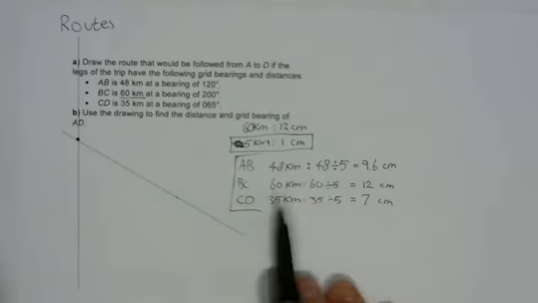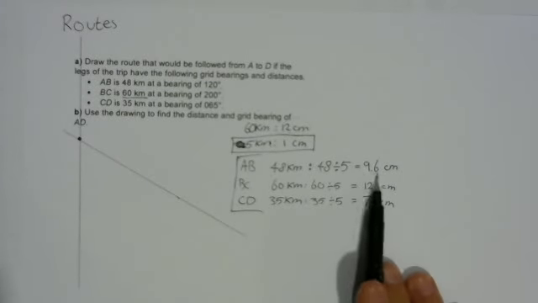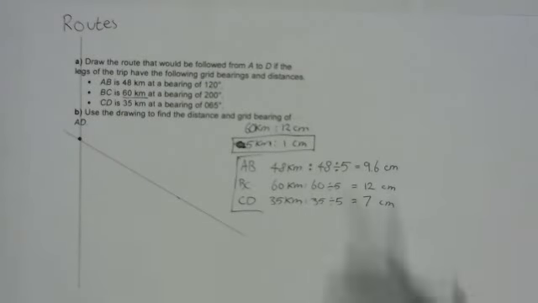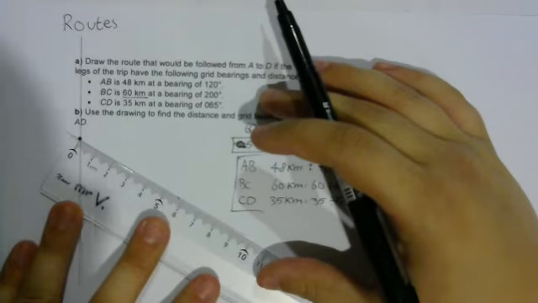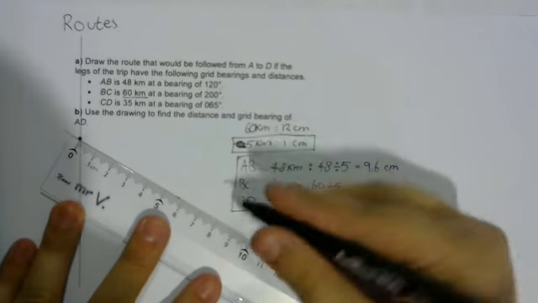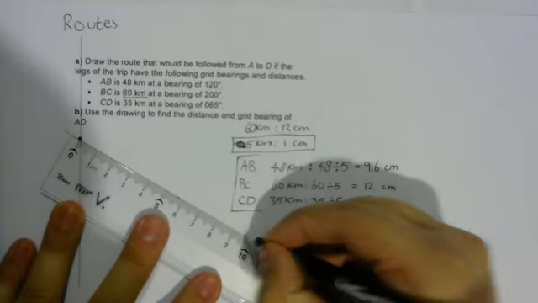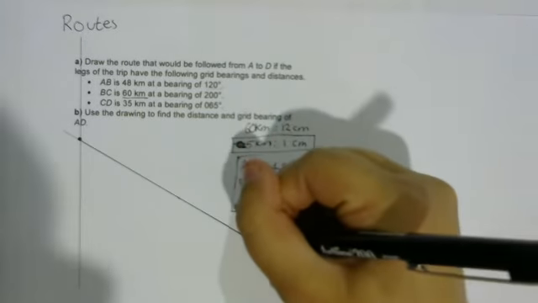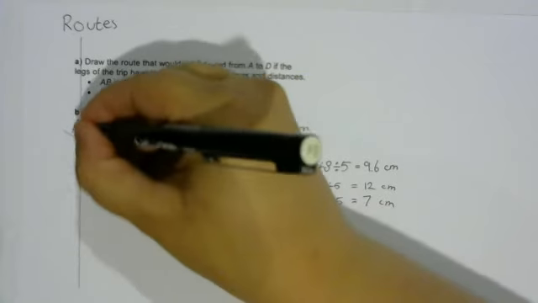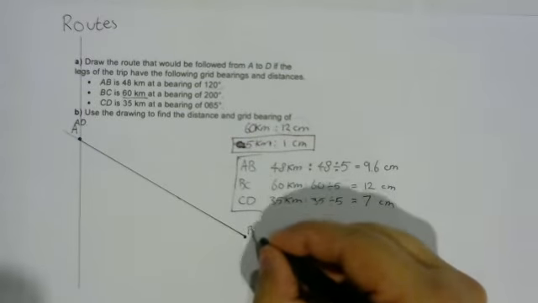We calculated that needed to be 9.6 centimeters long on our map. So I'll take my ruler and measure 9.6 centimeters down this track. 9.6, there it is. Draw my line. This is point A, our starting point. This is point B.